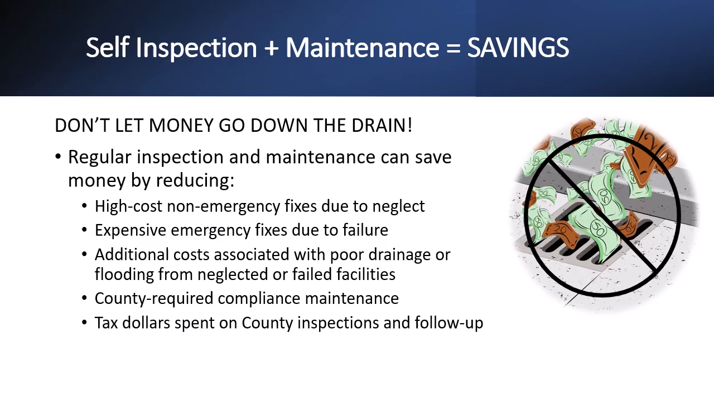Inspection and maintenance will help save money by reducing high-cost, non-emergency fixes due to neglect, expensive emergency fixes due to failure, and additional costs associated with poor drainage or flooding from neglected or failed stormwater facilities. This could include property damage or the need to repair roads and other infrastructure. In addition, county inspections are also less likely to identify any maintenance requiring a compliance timeline, which can reduce county tax dollars spent on inspections and follow-up.